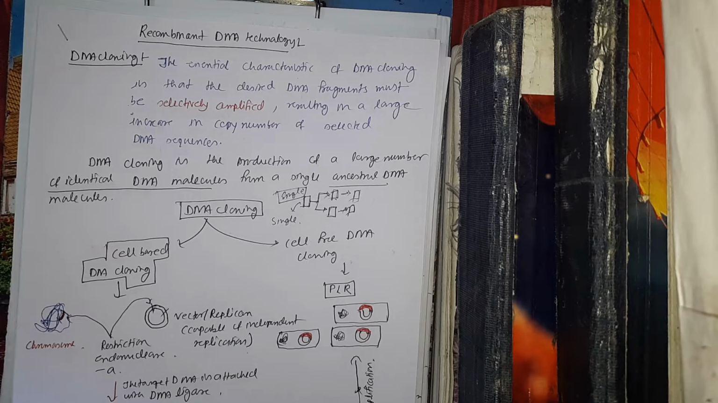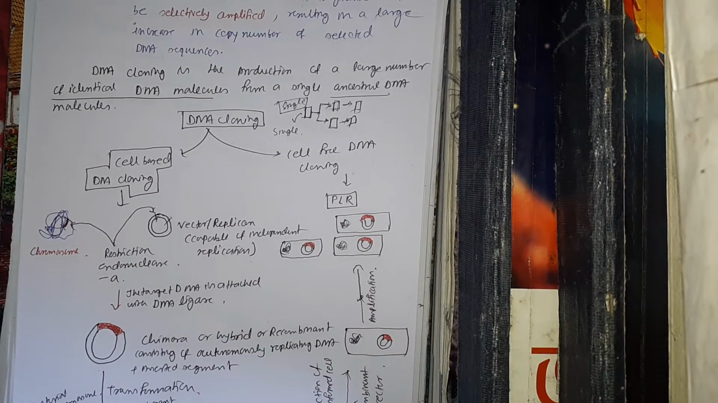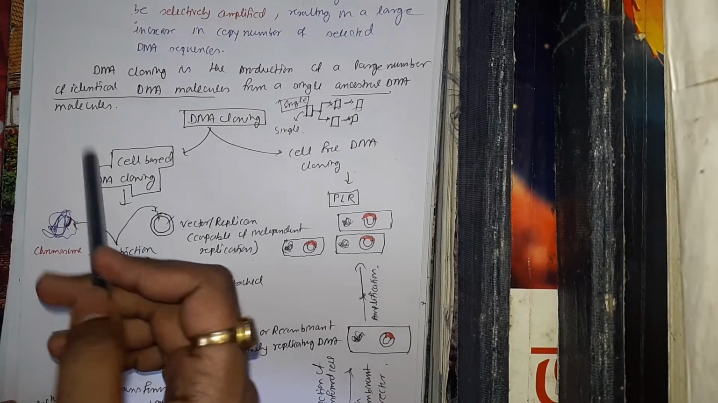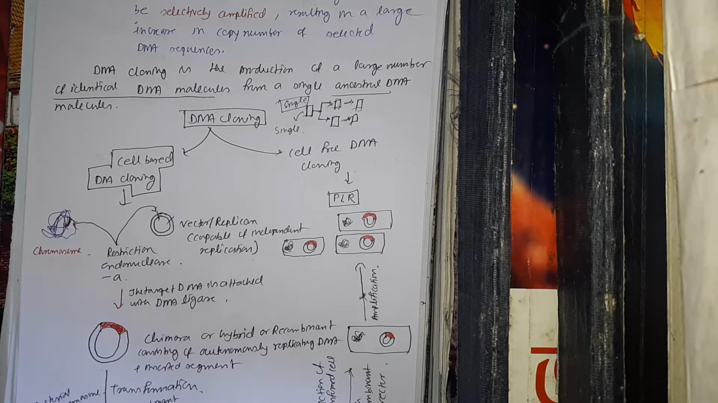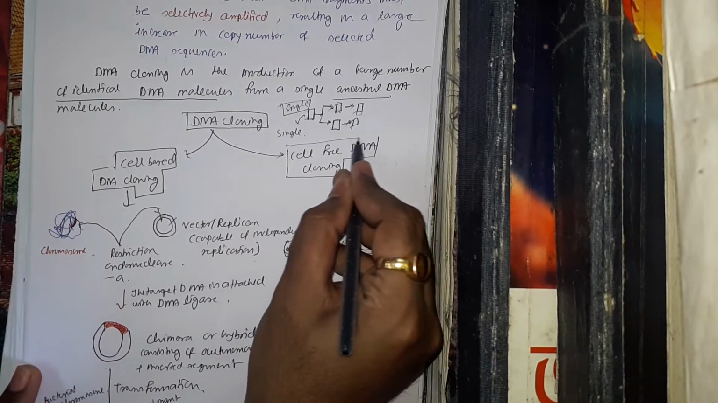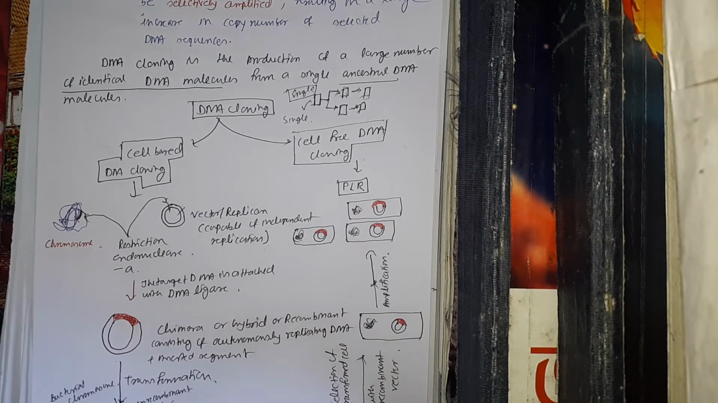So we are going to see what DNA cloning is in a very brief manner. That is our introductory video. In DNA cloning, we have two processes by which we can perform it. One is cell based DNA cloning, in which we undergo the whole process inside a cell, and another one is cell free DNA cloning, that is our polymerase chain reaction. We are not going to talk about this here, we will talk about it in some other videos.